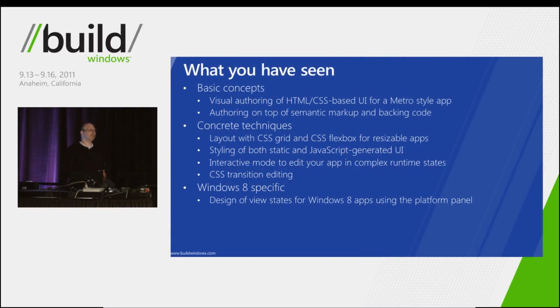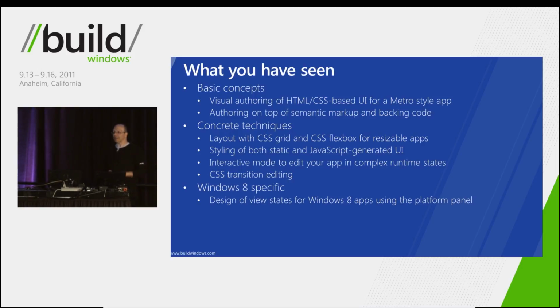So what have you seen today? You've seen basically the basic concepts of visual authoring of HTML and CSS-based UI for a Metro-style app. You've seen how you can build really nicely factored and separated UI by just using CSS and CSS styling with Blend and HTML modification on top of pure semantic UI-free markup and backing code, which is a really good design practice, which I can strongly recommend.